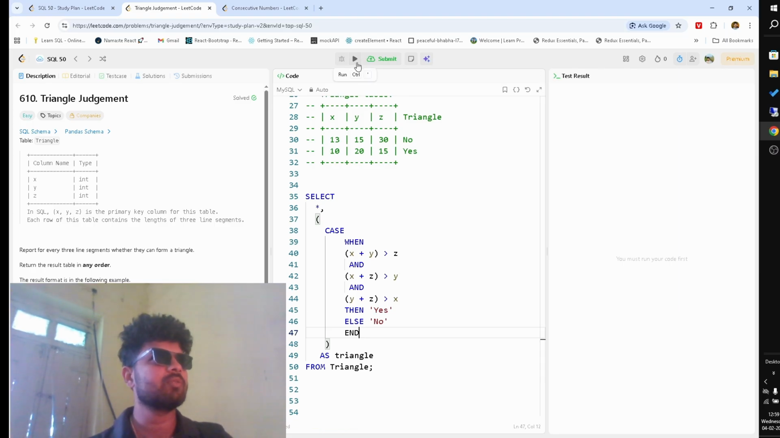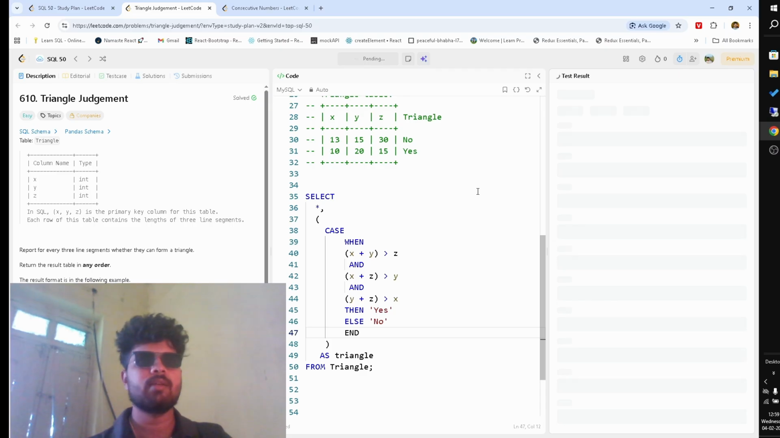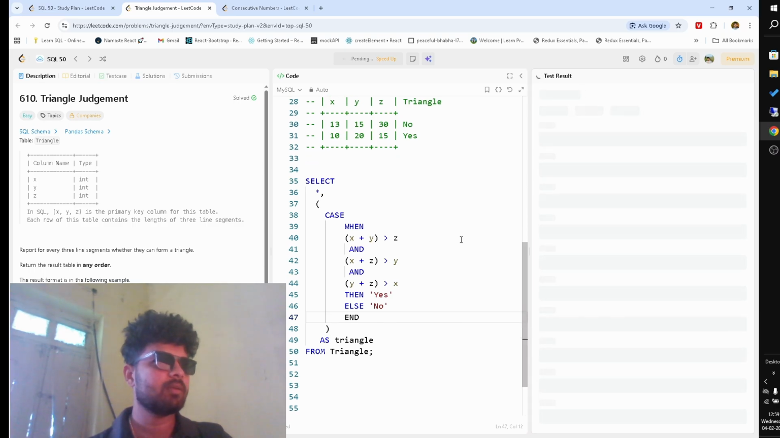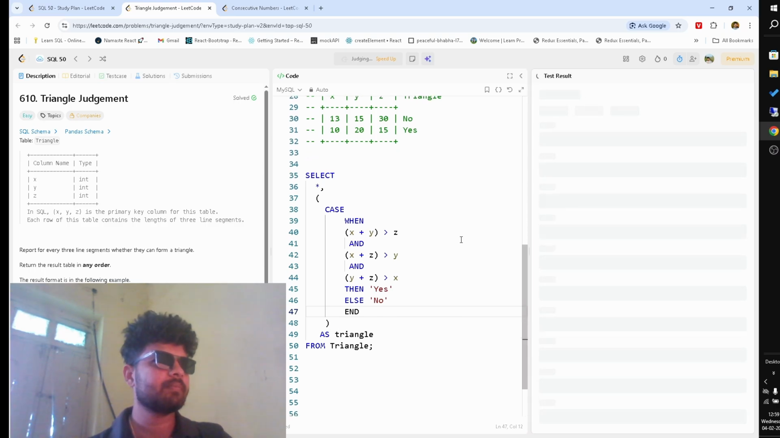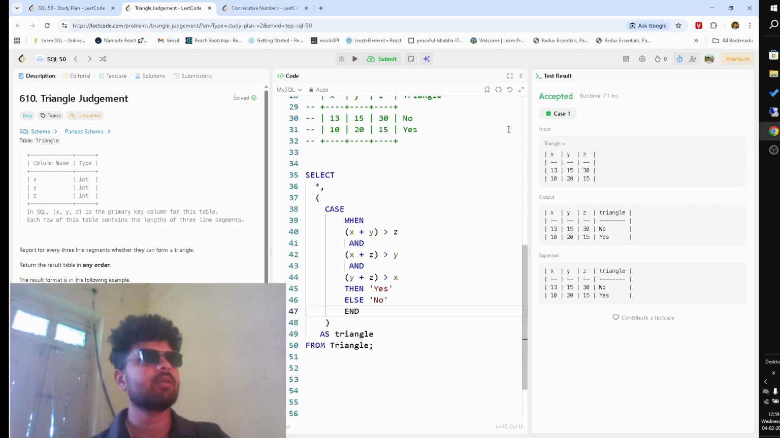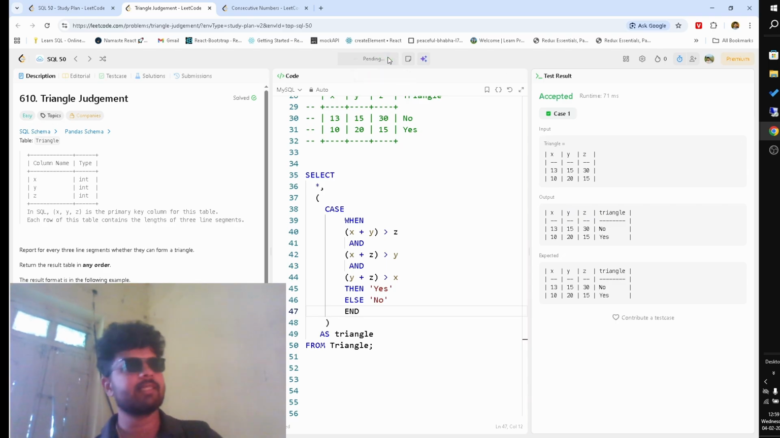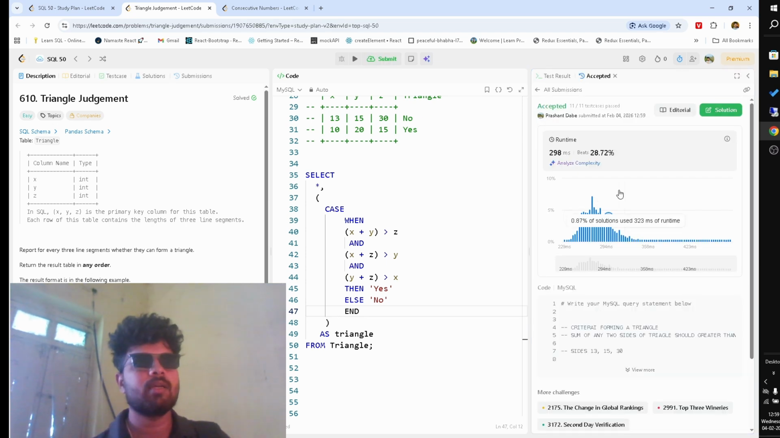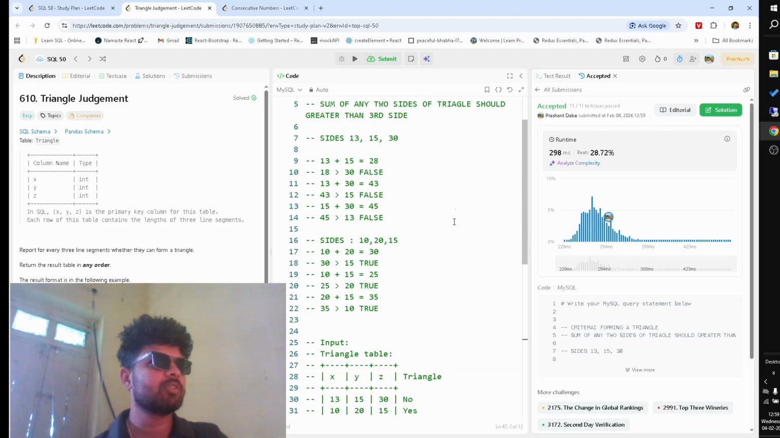Next, let's try to run it as we usually do, checking the first test case. Okay, now we are submitting for the multiple test cases. If all the test cases get accepted, then our solution gets submitted successfully. Let's see. Now loading it. Yeah, our solution got accepted.